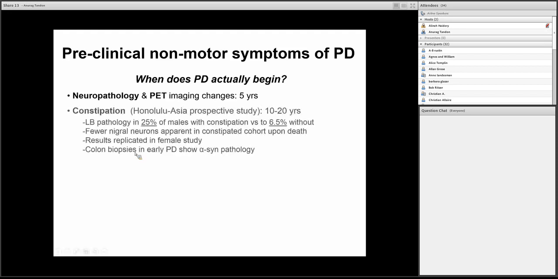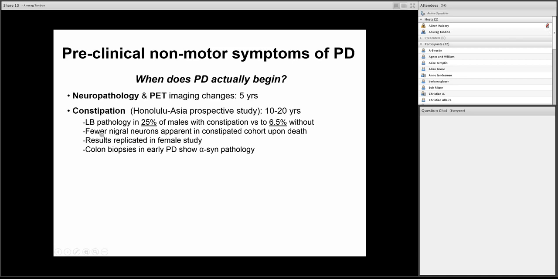Now, in a study that was done in Honolulu and Asia, they looked at middle-aged men over many years, and they found that individuals who developed Lewy bodies were much more likely to have complained about constipation many years earlier. Now, this was a somewhat unexpected finding, suggesting that Parkinson's disease had a peripheral or a gastric component. It really hadn't been anticipated at that time.